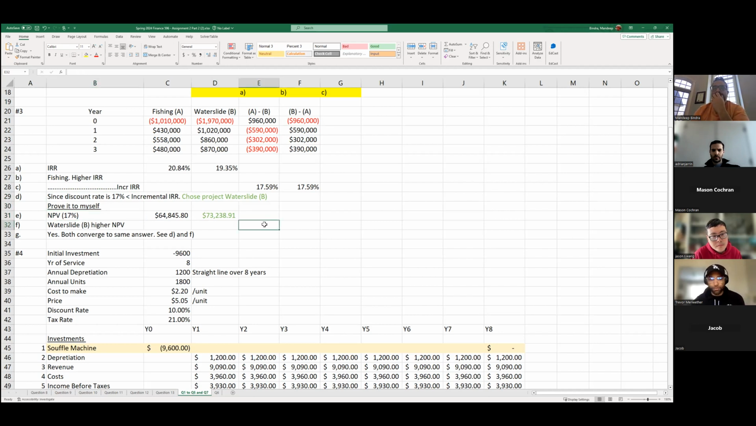I'm just trying to find my... I worked all these on the plane and now I cannot find the answer spreadsheet. I can't find the answer PowerPoint.